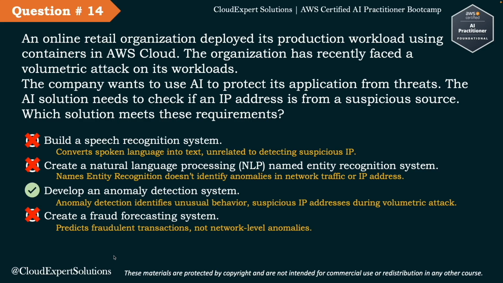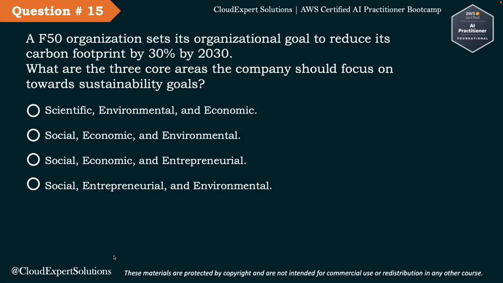Let's move to question number 15. A Fortune 50 organization sets its organizational goal to reduce its carbon footprint by 30% by 2030. What are the 3 core areas the company should focus on towards sustainability goal? Option number 1, scientific, environmental, and economic. While science informs sustainability, it is not considered a core pillar, and the social dimension is missing here, although environment is there. That is why this is not the correct option.